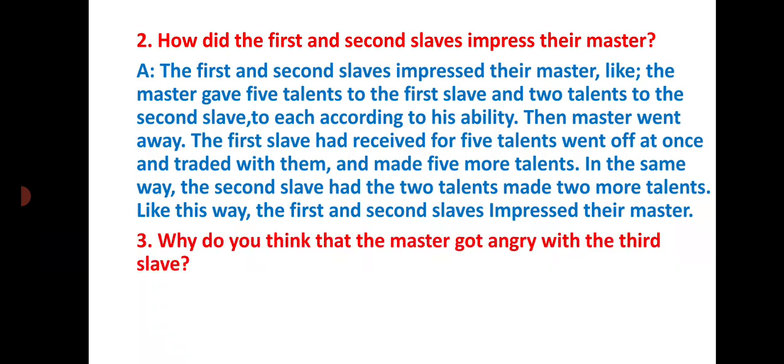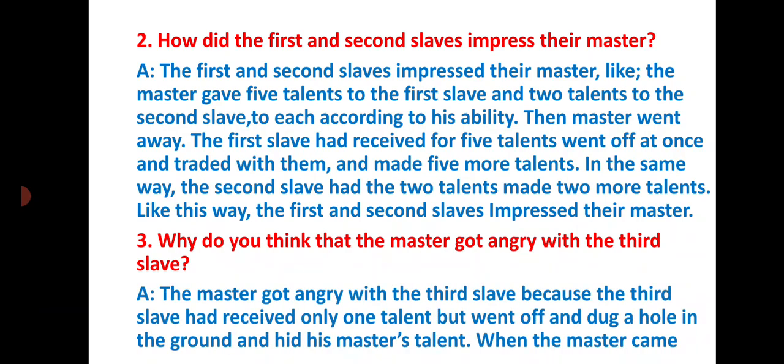Why do you think that the master got angry with the third slave? The master got angry with the third slave because the third slave had received only 1 talent but went off and dug a hole in the ground and hid his master's talent.